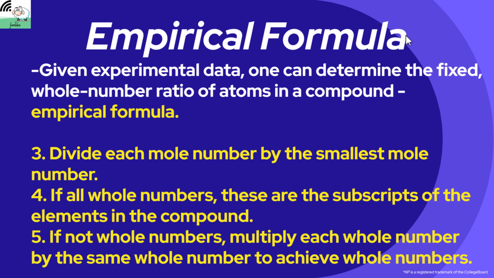Nicely done. If they're not whole numbers, we have to multiply each by a whole number to get a whole number. So it's a little bit trickier when we start having to do some multiplication. There's really not a lot of that on the AP exam, mostly focused on just the basic empirical formula calculation. So as long as you can do that, you should be in really good shape moving forward. So just keep these steps in mind as you go through and try to solve for the empirical formula of a compound.